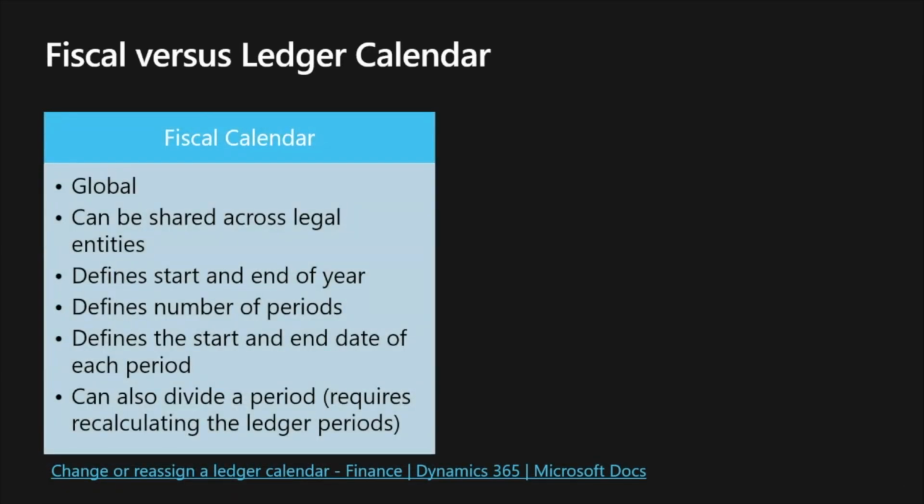I want to start by taking a look at the differences between the fiscal calendar and the ledger calendar. The fiscal calendar is a term we use to refer to the global shared calendar in Dynamics 365 Finance. You can share the same fiscal calendar across all or some of your legal entities. It's important to note that you must create at least one fiscal calendar in your system in order to post financial transactions in Dynamics 365, and that calendar does have to be linked to the ledger.